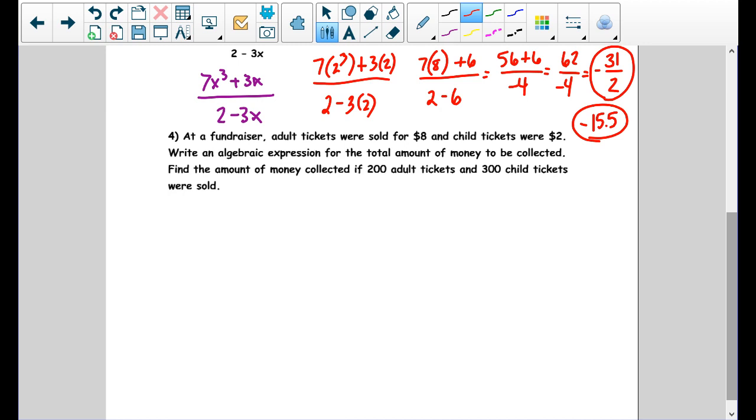So what expression can I write? Adult tickets sold for $8 per ticket. Child tickets are $2 a ticket. What expression can I write here? Multiply. What am I going to multiply? Eventually we'll get to this, right? But let's write that expression first.